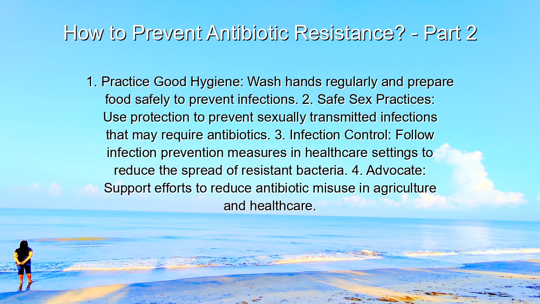How to prevent antibiotic resistance? Part 2. 1. Practice good hygiene. Wash hands regularly and prepare food safely to prevent infections. 2. Safe sex practices. Use protection to prevent sexually transmitted infections that may require antibiotics. 3. Infection control. Follow infection prevention measures in healthcare settings to reduce the spread of resistant bacteria. 4. Advocate. Support efforts to reduce antibiotic misuse in agriculture and healthcare.